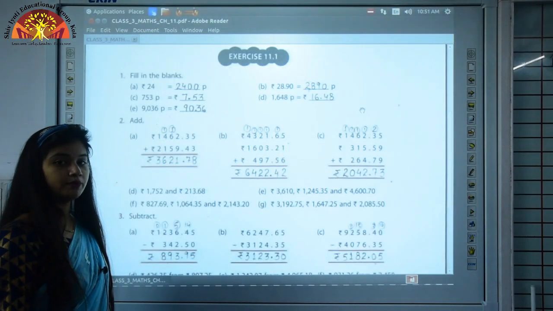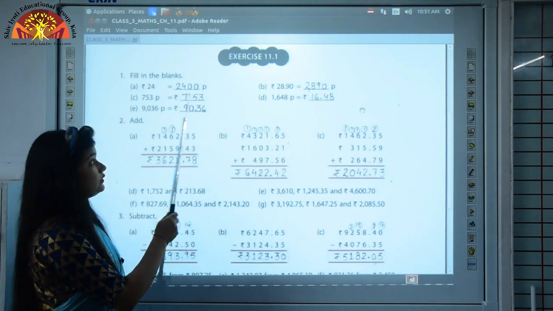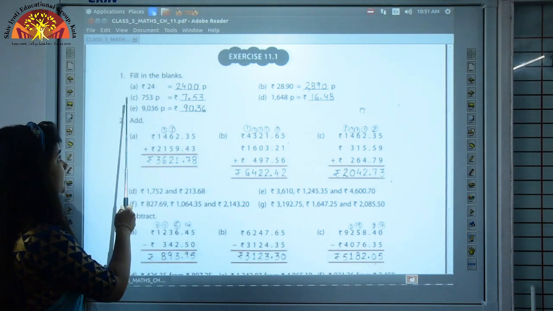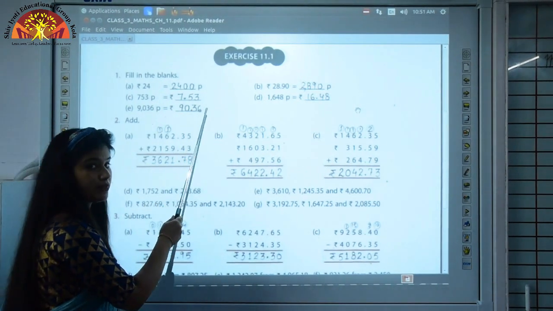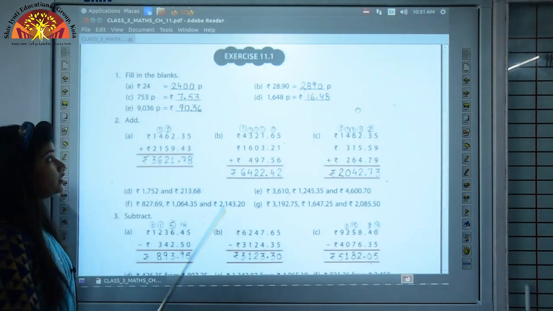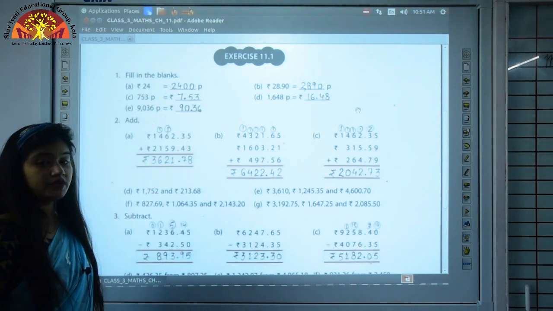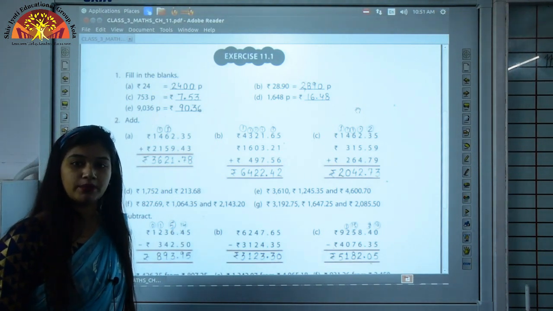Students, open page number 149 in your book, exercise 11.1, question number 1. Question number 1 is fill in the blanks. A part: rupees 24 is equal to dash paisa. So we have to convert rupees 24 into paisa. How can we convert rupees to paisa? As I have told you, you have to multiply by 100.